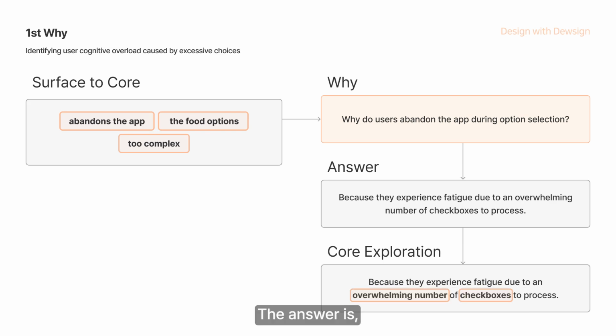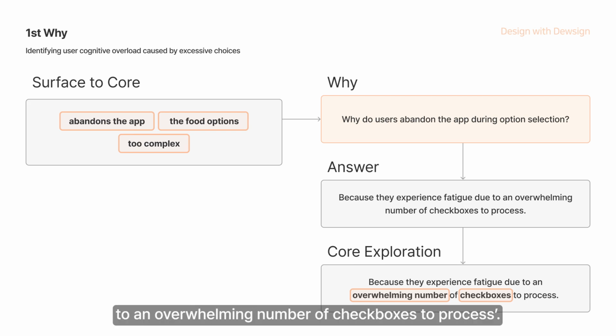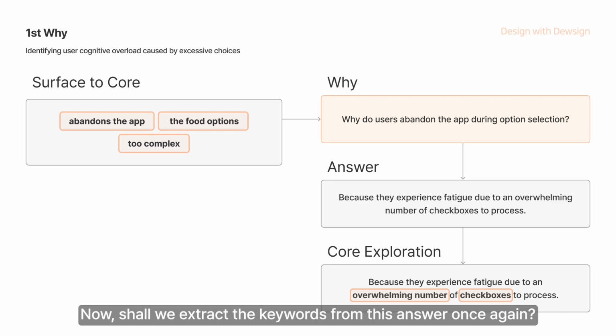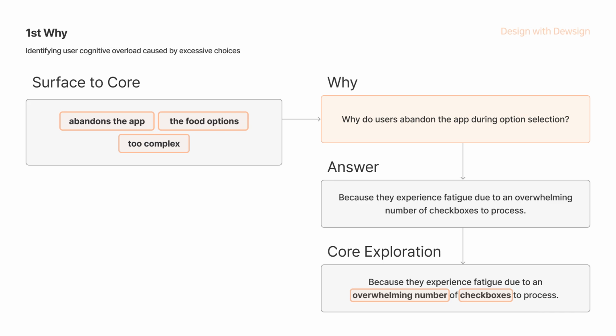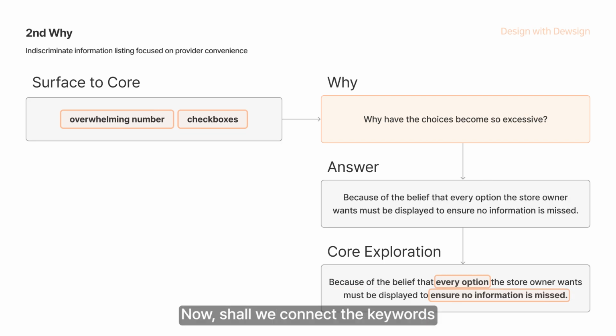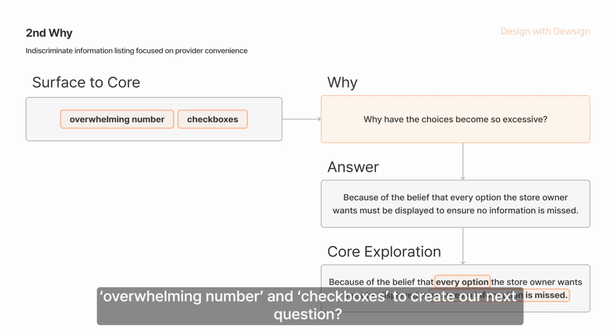The answer is, because they experience fatigue due to an overwhelming number of checkboxes to process. Now, shall we extract the keywords from this answer once again? This time, the core keywords will be overwhelming number and checkboxes. Now, shall we connect the keywords overwhelming number and checkboxes to create our next question?